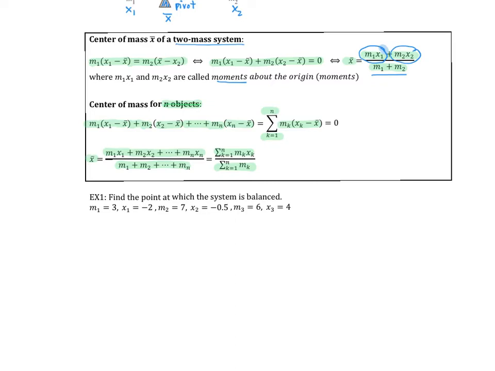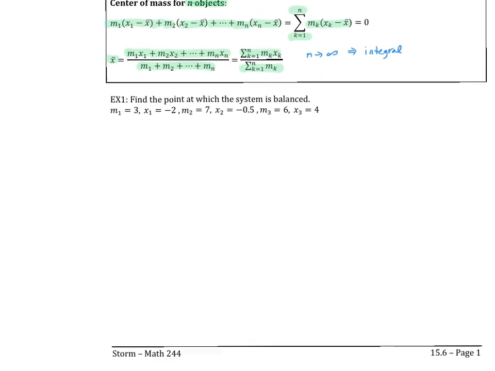Now imagine if I were to, instead of having a summation, write this as n goes to infinity. Well, as n goes to infinity, what that gives us is an integral. Remember, an integral is just a sum, right? But it's a special sum. So everything's sort of smashed together. And it would be an integral where you're integrating total moments over total mass. So we'll talk about that in just a second.